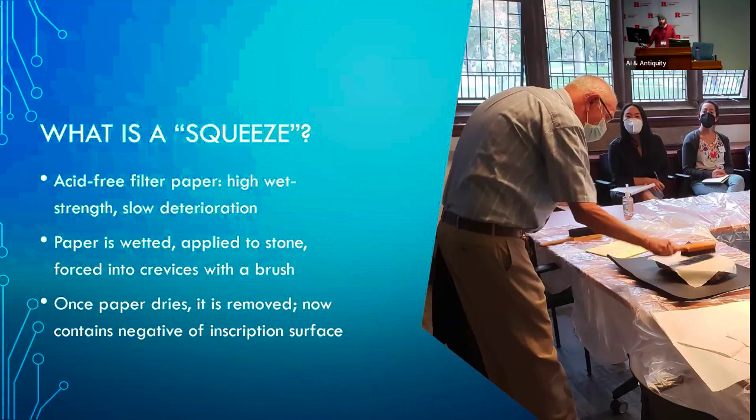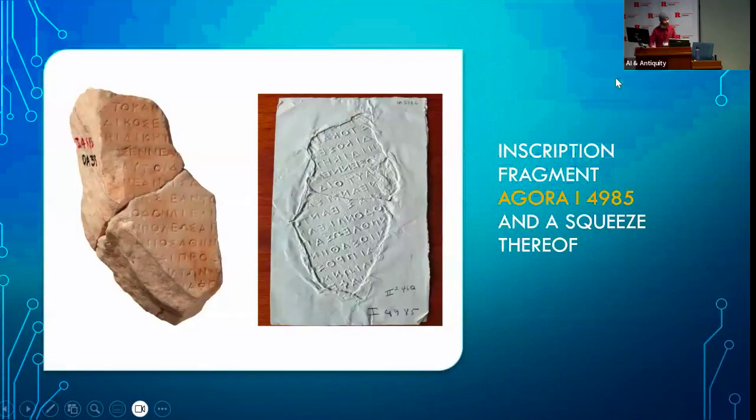This is an example of a fragment, or two fragments that have been glued together, from the Agora excavation in Athens, and a squeeze made of that fragment that now lives at the Institute for Advanced Study just down the road in Princeton.